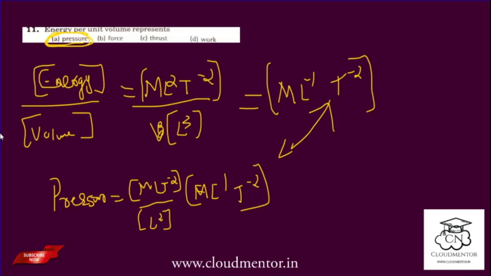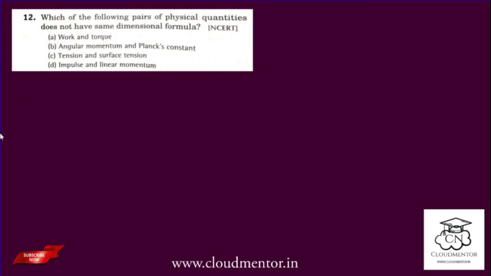Now next question: which of the following pairs of physical quantities does not have the same dimensional formula? First one is work and torque. Next it is angular momentum and Planck's constant, tension and surface tension, impulse and linear momentum. Here the work and torque both are the product of force and length.